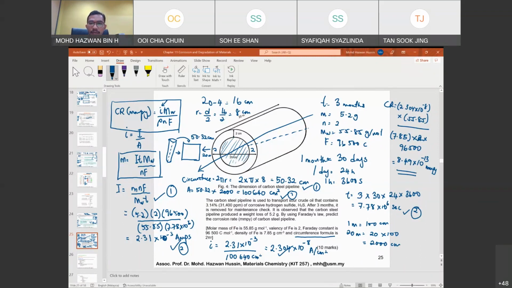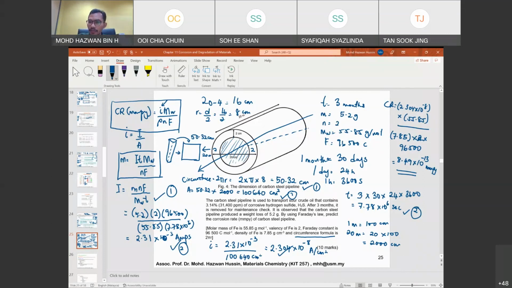Right. So I hope that you guys are able to understand how you can calculate the corrosion rate based on different sets of materials or dimensions. Like in this case, it is a pipe. So you have to understand, in order to calculate the area, we have to look into the inner part of the pipe, and use formulas like the circumference formula to get the area.